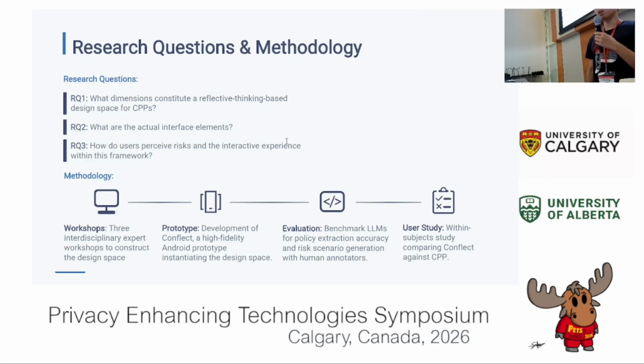Towards this reflective thinking-based framework and grounded in these designs, we propose our research questions, which proceed from the construction of the design space to instantiation and finally to evaluation. For the first research question, we ask what dimensions constitute a reflective thinking-based design space for contextual privacy policies. For the instantiation, we ask what the actual interface elements are. And finally, for evaluation, we ask how users perceive the risk and the interactive experience within this framework.